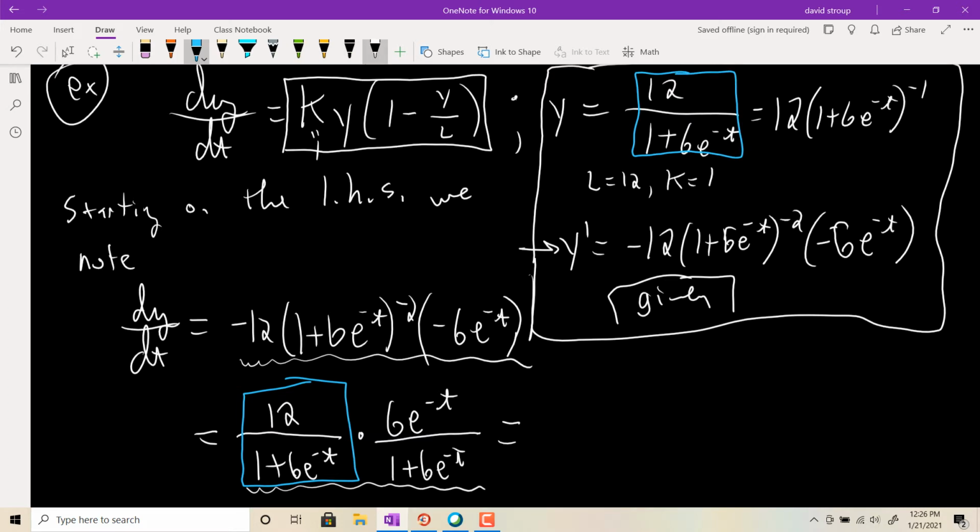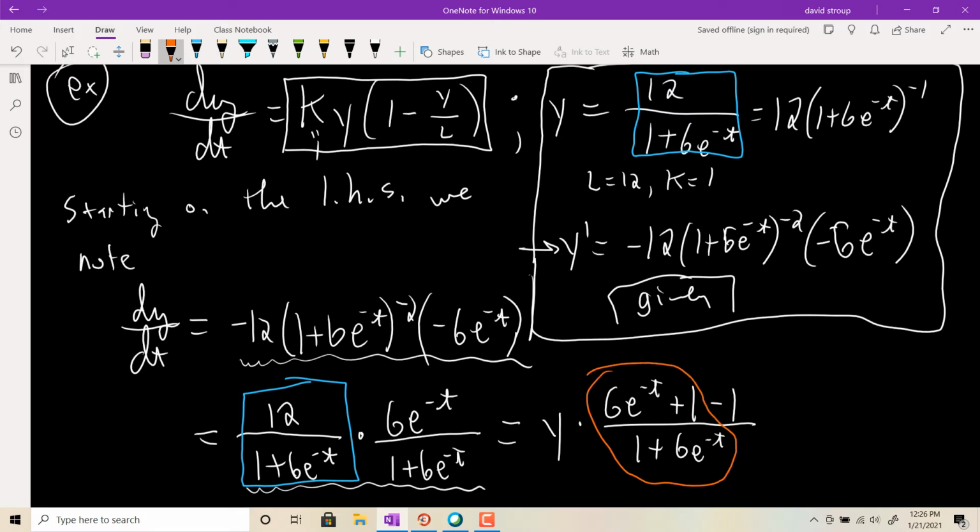And now I could replace that with y, right? So I have y times this other thing. And this other thing I need to rewrite as a difference. You can do long division in order to pull that off, but it's a little easier to pull this trick where you add and subtract 1, right? So you have 6e to the negative t plus 1 minus 1. And then you could split it up into two fractions. So you're going to have one fraction here, which will just give you the 1 right here. And then you'll have another fraction here, which you might have to do a little bit of work to get it into this form of y over L.